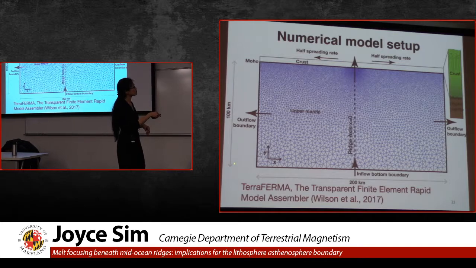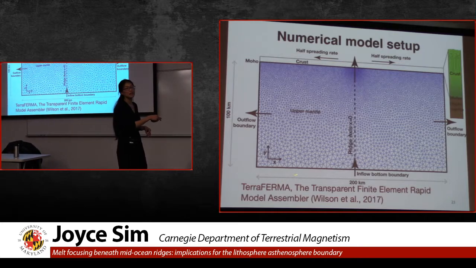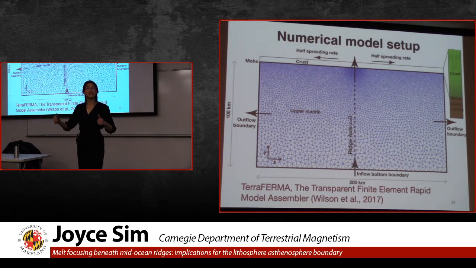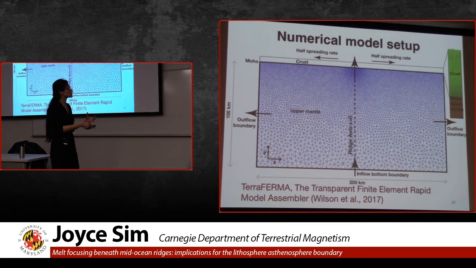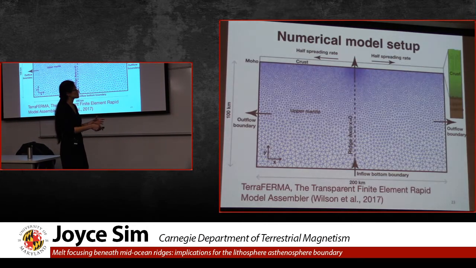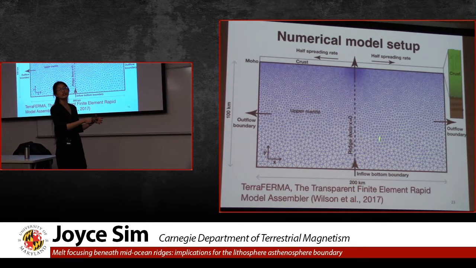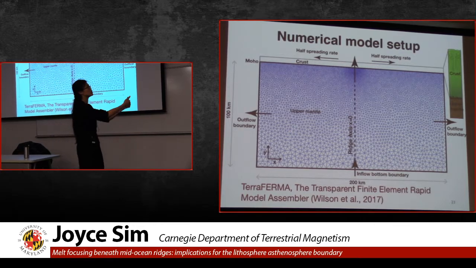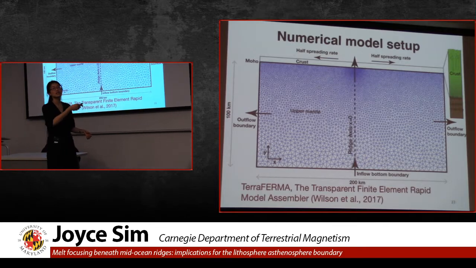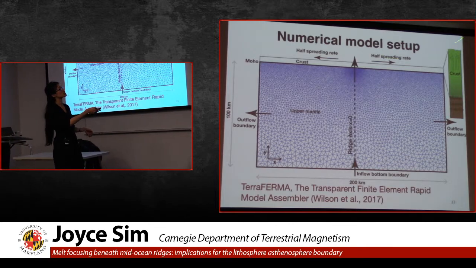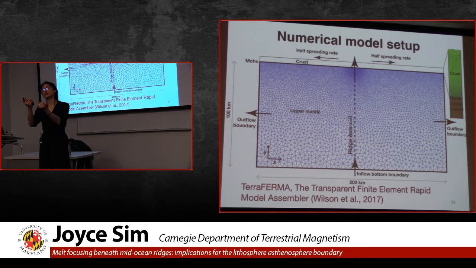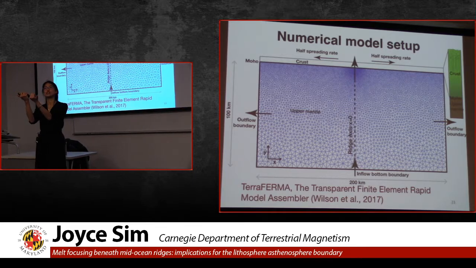What I've enforced on the bottom and side boundaries is no parallel flow. That essentially creates an inflow boundary on the bottom and an outflow to the side. Essentially, you have a corner flow, right? And then at the top, because of the boundary condition there, I enforce a half spreading rate on either side.